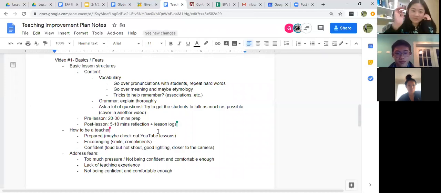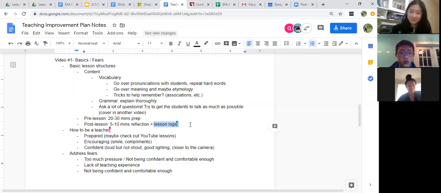And then after the lesson, there's usually a 5 to 10 minute reflection period, and also to fill out lesson logs to see what you can improve on and what you did well. The lesson logs are meant as a way to track what we did in a certain lesson, so that people in the future and the people who teach the next lesson will know where to start off and what to review with students.